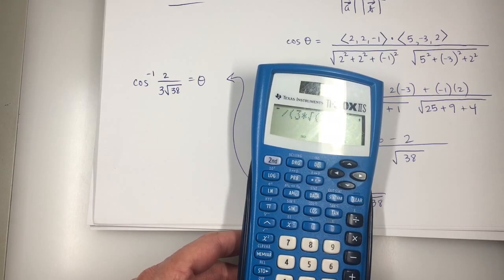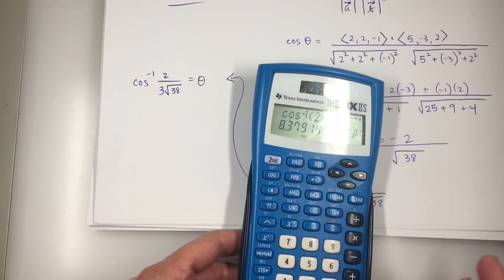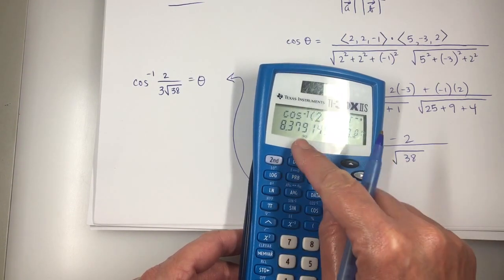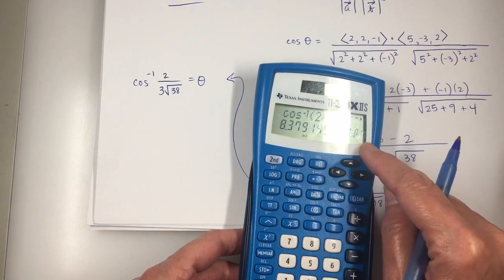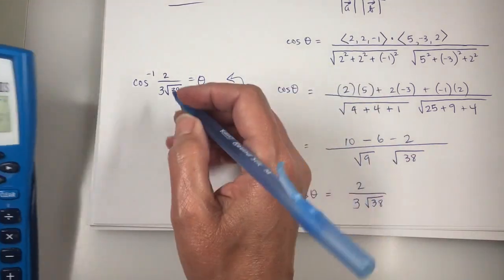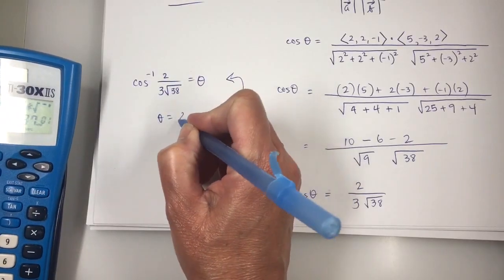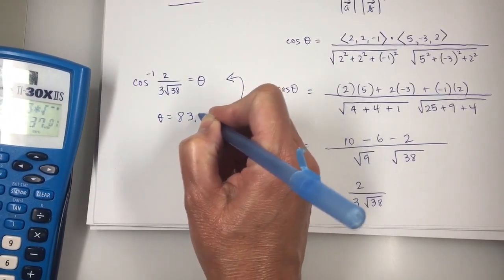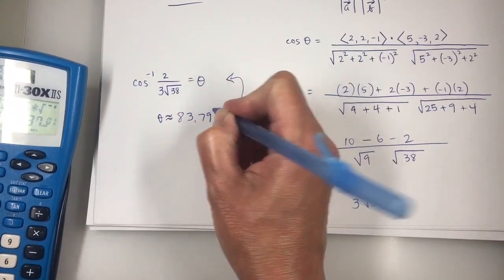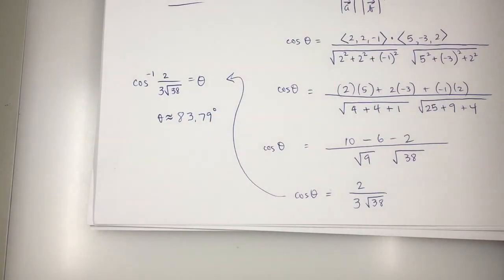2 divided by. And I got, though this is in scientific notation, isn't it? 8.379 times 10 to the first power. That's going to move the decimal over 1. Theta is about 83.79 degrees. And you can put your calculator in radians and get the radian measure for that.